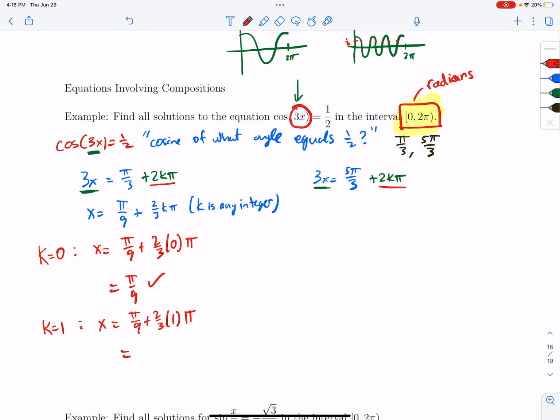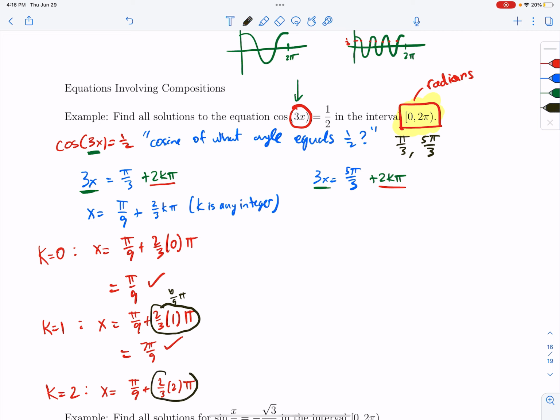Simplifying this, I'm going to have pi over 9 plus 2/3 pi. I'm going to rewrite this 2/3 pi with a common denominator. It would be 6/9 pi. So pi over 9 plus 6 over 9 pi is 7 pi over 9. That's good. When k is equal to 2, I keep going until I get an angle that is bigger than 2 pi. When k is 2, I'm going to get pi over 9 plus 2/3 times 2 times pi.